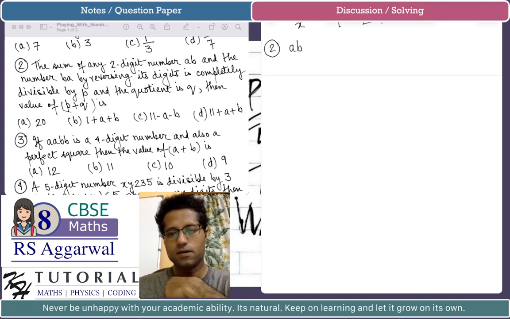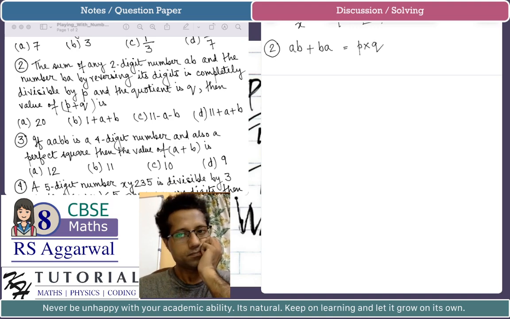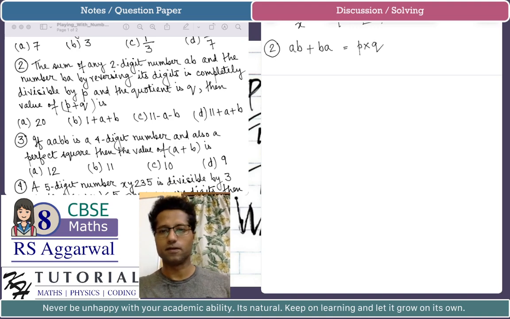So the number obtained by reversing the digits of the number AB is BA, and it is saying that their sum is completely divisible by P and the quotient is Q. So this will be equal to something like P into Q, where P is the divisor and Q is the quotient.